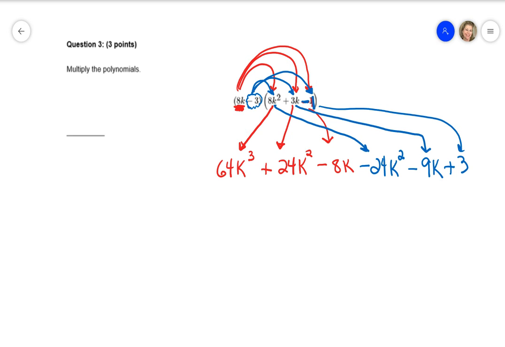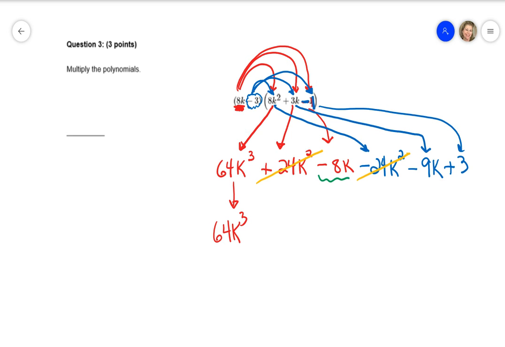Now I'm done with the multiplication, but I'm not done with the problem because I have some like terms that I can simplify. And let's see, the 64k cubed, there is no other k cubed, so that's still there. However, this positive 24k squared and this negative 24k squared, those cancel out, leaving 0k squared. So k squared is gone.